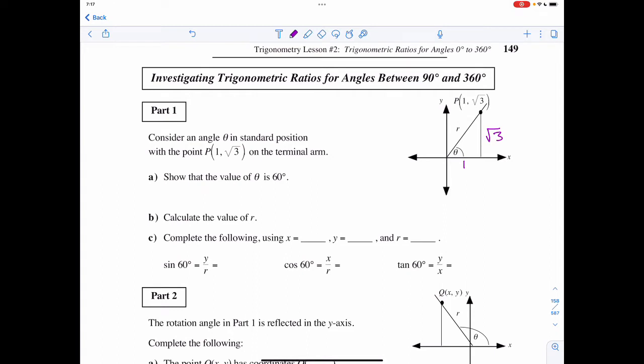I can say that r squared is equal to 1 squared plus the square root of 3 squared. r squared is going to equal 1 plus 3, r squared is equal to 4, and r is going to equal the square root of 4, or nice happy round number of just 2.